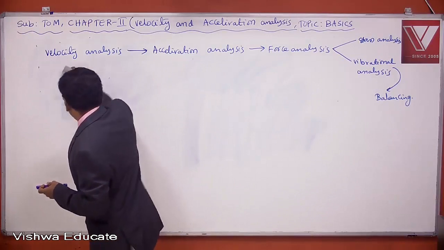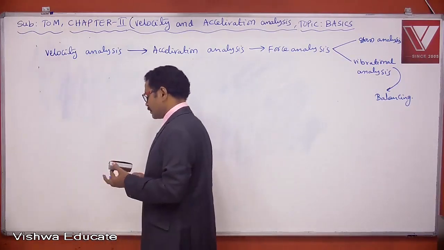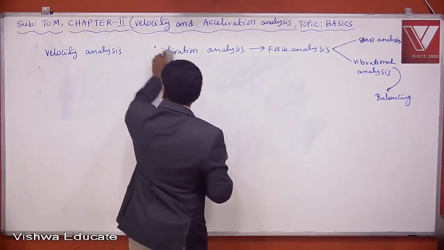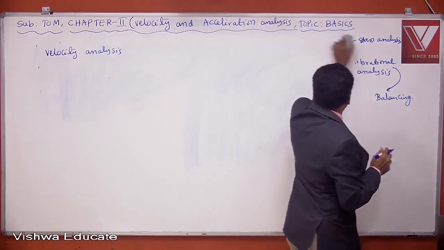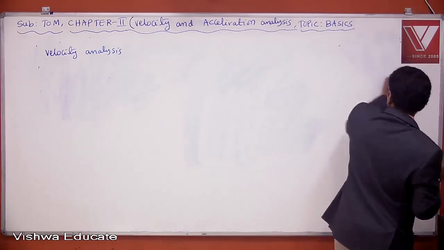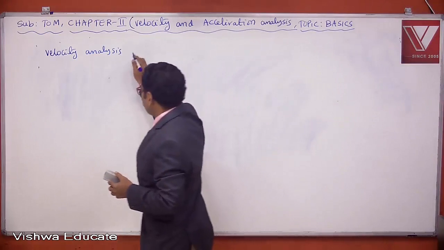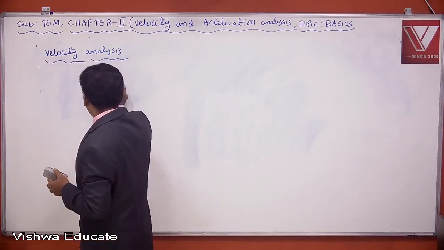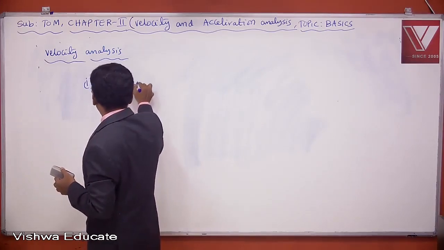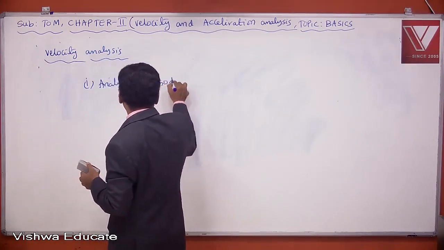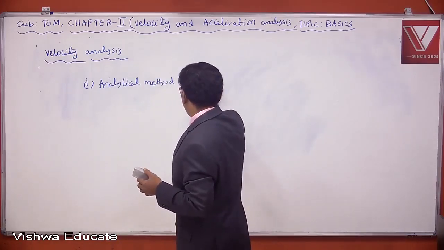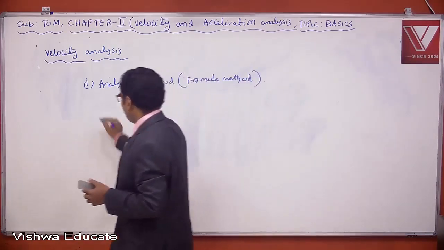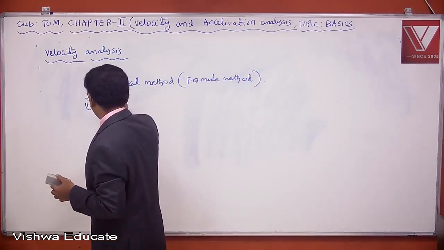So in the coming 2-3 sessions, I am going to spend time only on velocity analysis, right? Velocity analysis is performed by using various methodologies. First method is analytical method. It is also called the formula method. And second method is graphical method.